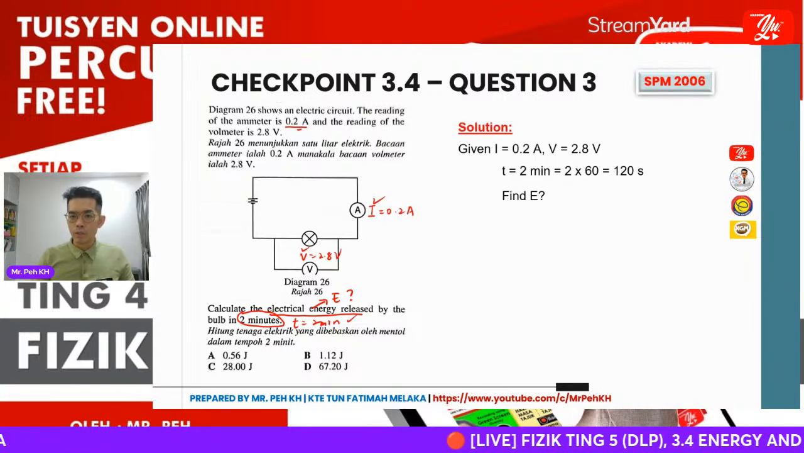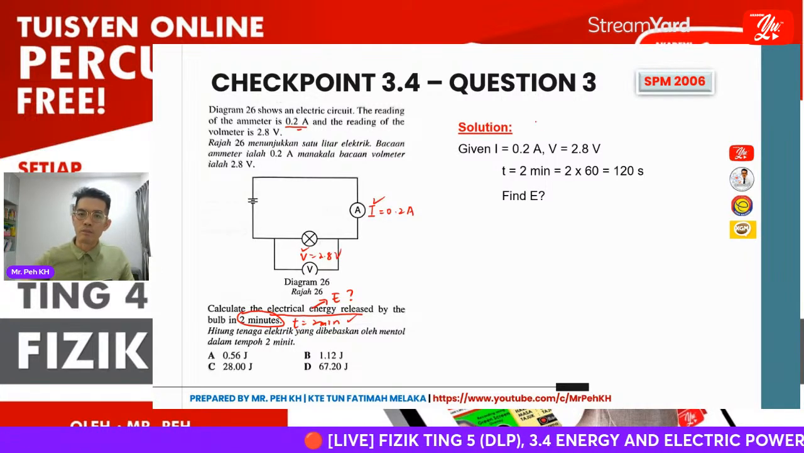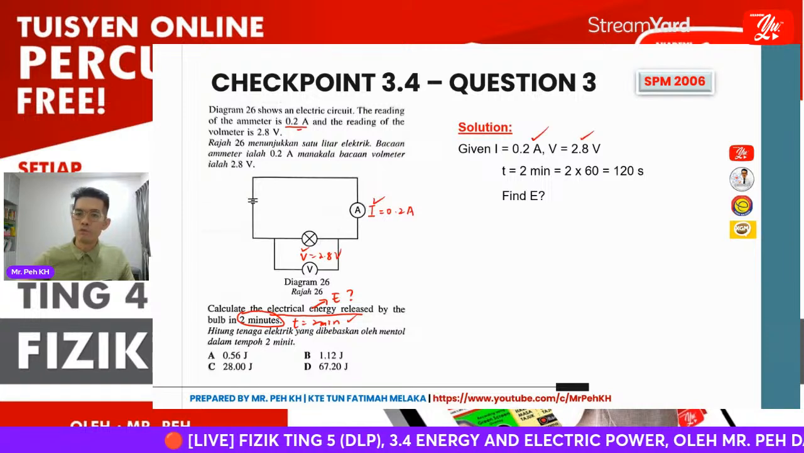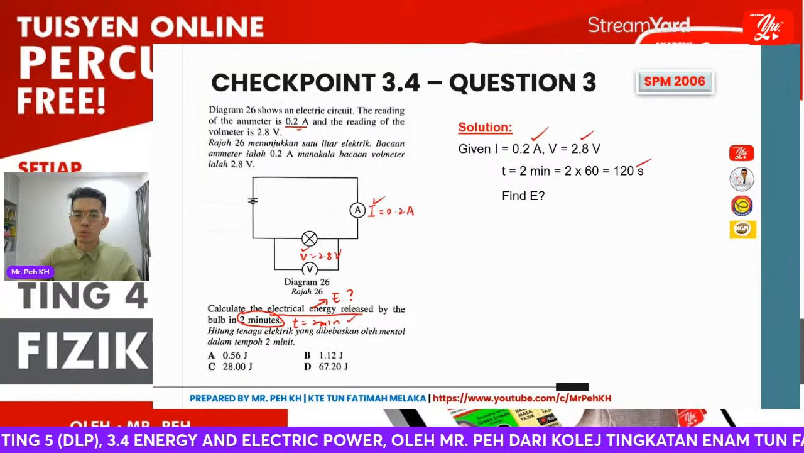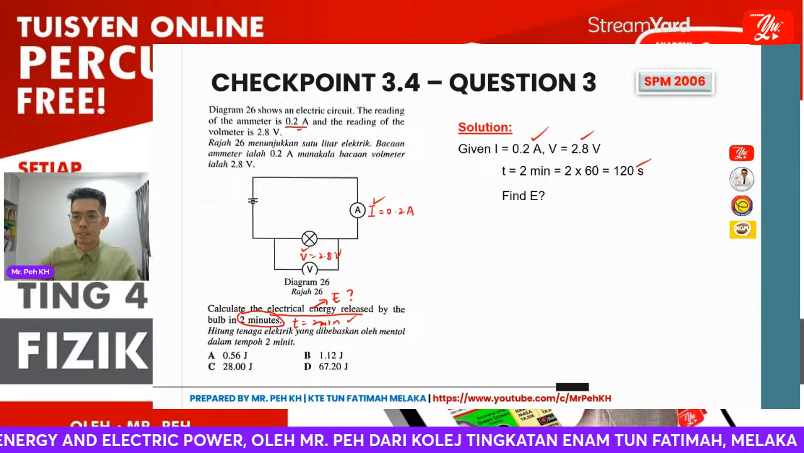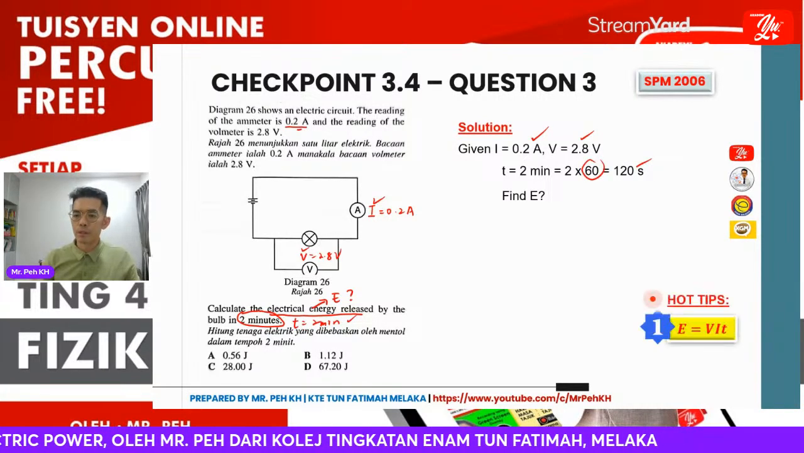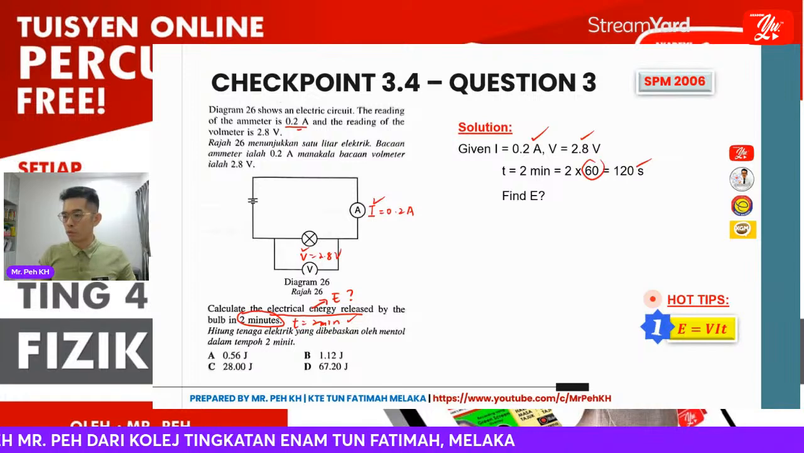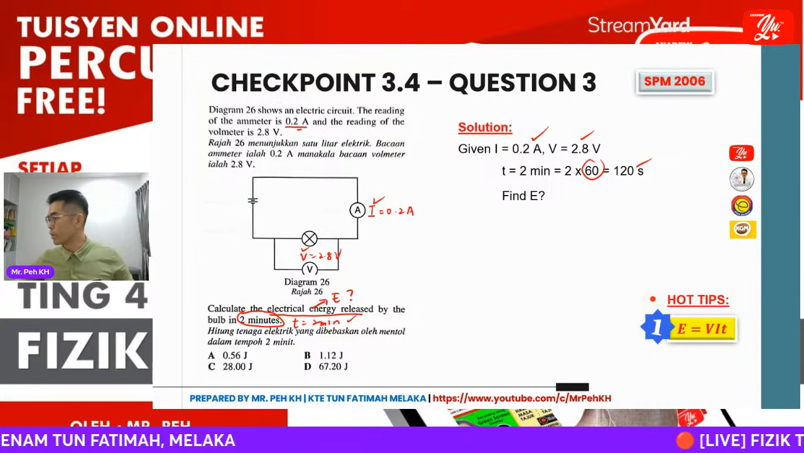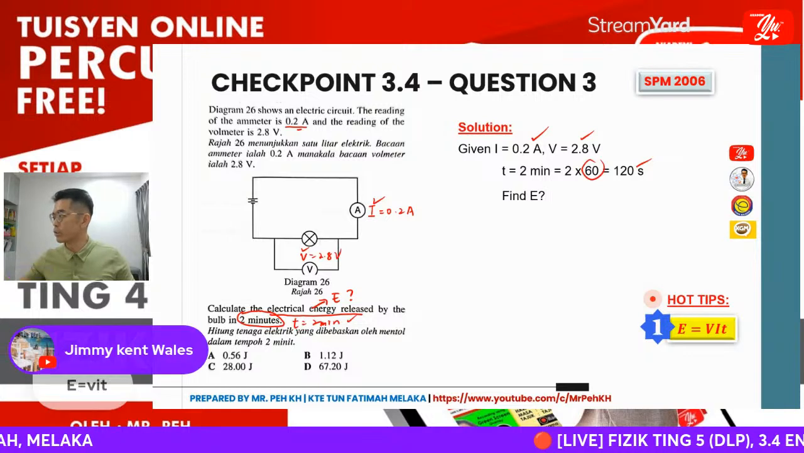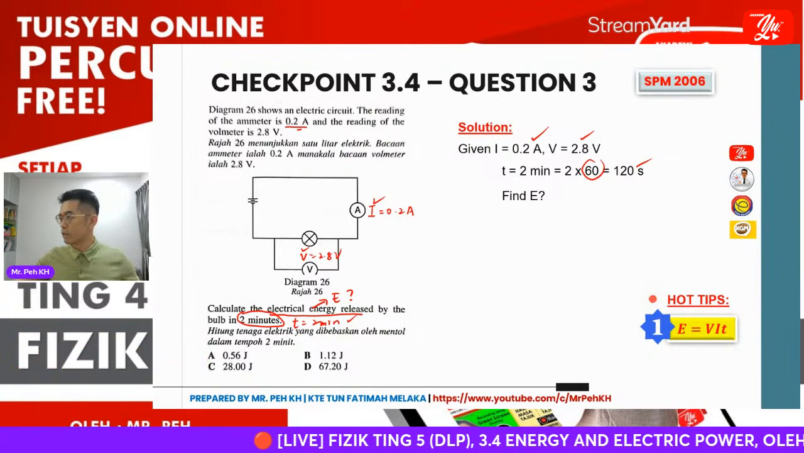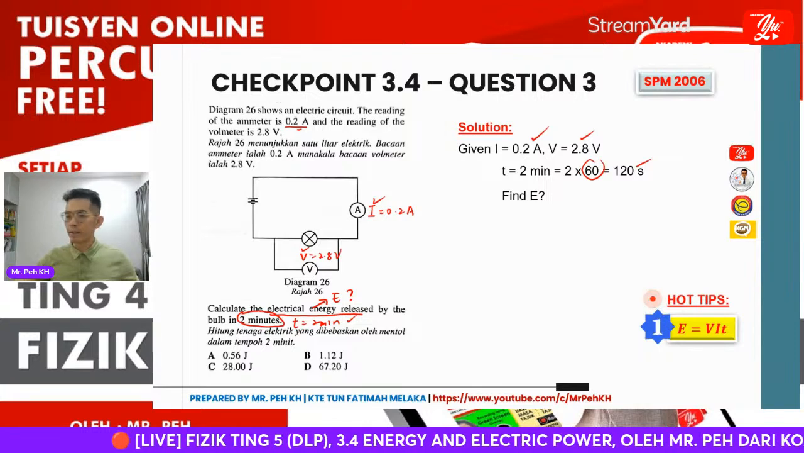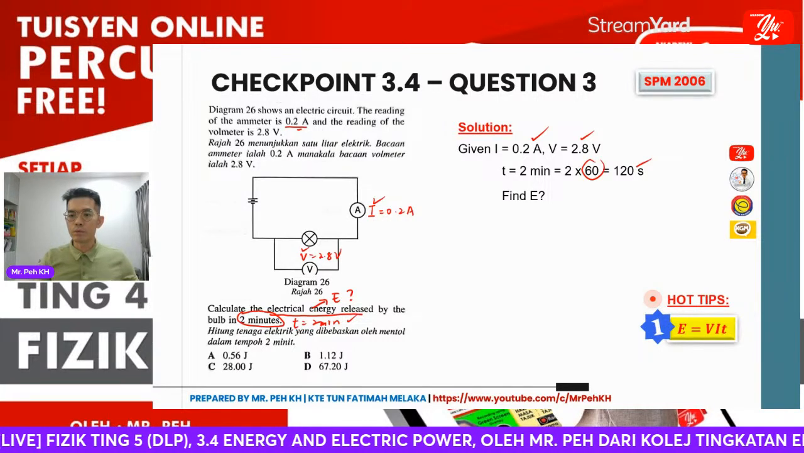As per discussion just now, the question already gives us the current 0.2, volt 2.8. Then time we have to change to seconds, times 60, you get 120. So the equation you have to choose will be E equal to VIT. Just now we learned already. Yes, good. The equation here we need to choose is VIT. Very good, Jimmy. So you substitute all the values.